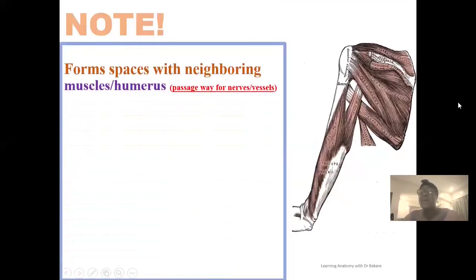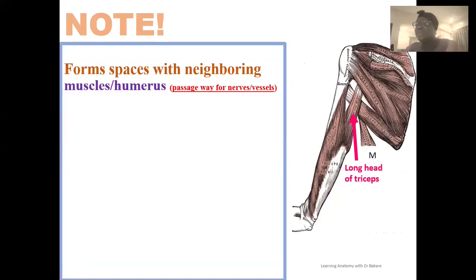It is important that we add that the triceps brachii muscle, specifically the long head of the triceps brachii muscle, is seen to be forming spaces with the neighboring muscles and the humerus. This is basically to create the passageway for vessels and also nerves, and we'll also be highlighting this in detail. If you look at this image by the side, you see that this is where we have the long head of the triceps brachii muscle, first establishing that this is where we have the medial side and this is where we have the lateral side.